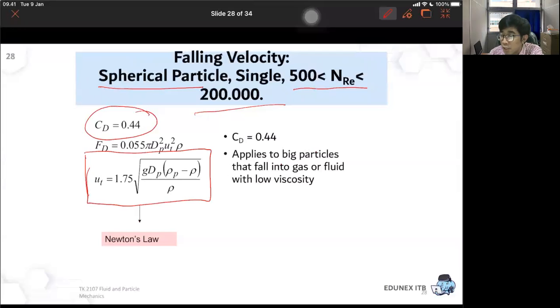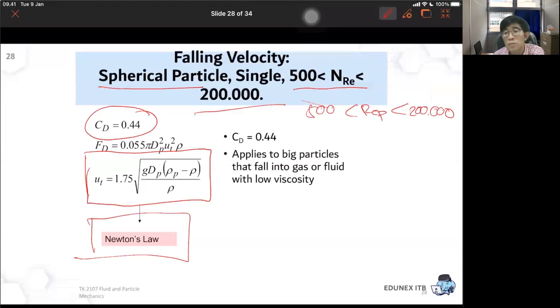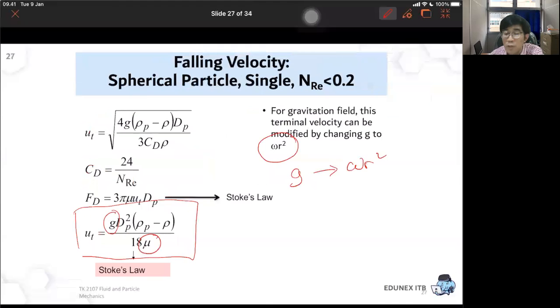So basically, this condition applies for large particles falling into a fluid or gas with low viscosity, so it can have very high velocity. That's why the Reynolds number can fall into this range from 500 until 200,000. Okay, any question? And this one is basically following the Newtonian law, or we call it Newton's law. For this one, we call it Stokes law.